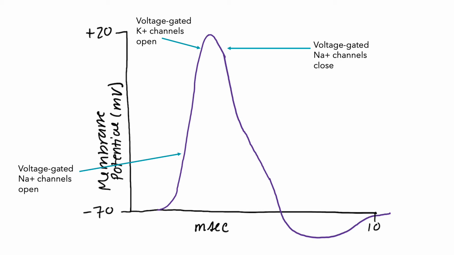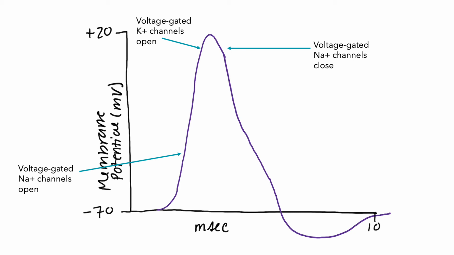When the membrane is highly depolarized, this triggers voltage-gated potassium channels to open. Because potassium is at a higher concentration inside the cell, potassium will flow outwards, making the membrane potential more negative. You can see this in the downward slope of the graph on the right.